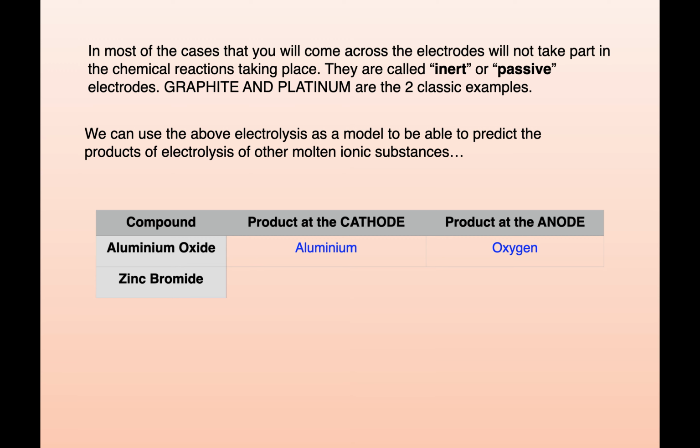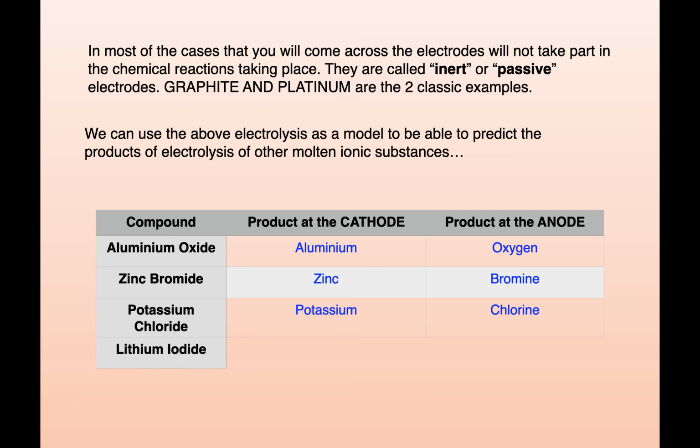We try zinc bromide, then we're going to get zinc at the cathode and bromine at the anode. Potassium chloride, we'll get potassium at the cathode and chlorine at the anode. Lithium iodide, we're going to get, you can see it now, lithium at the cathode and iodine at the anode. Okay, it's nice and simple. There's only two things present and we get each of the elements back. Like I say, the electrical energy causes these ionic substances to break up, and that's what electrolysis is.